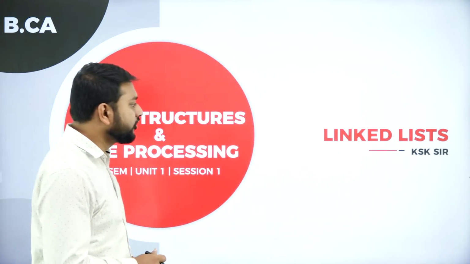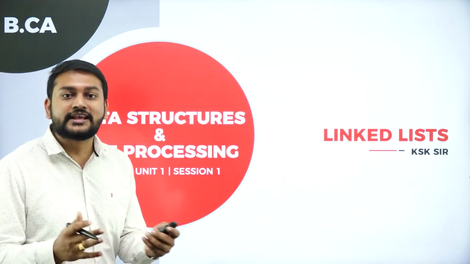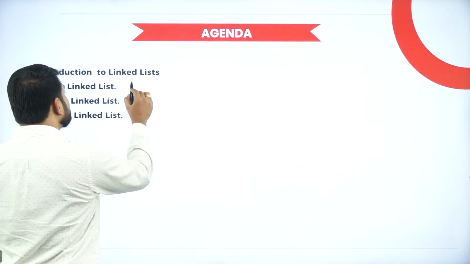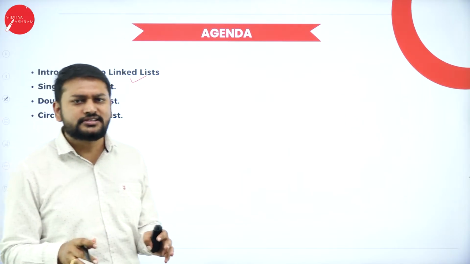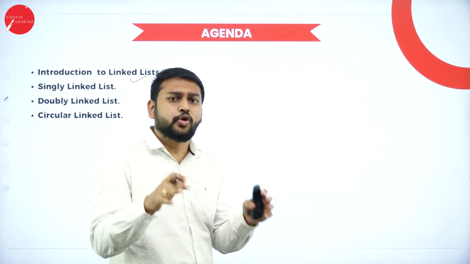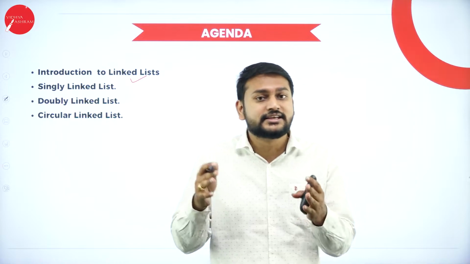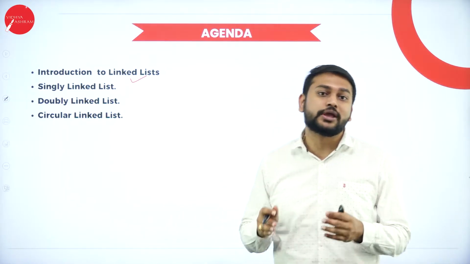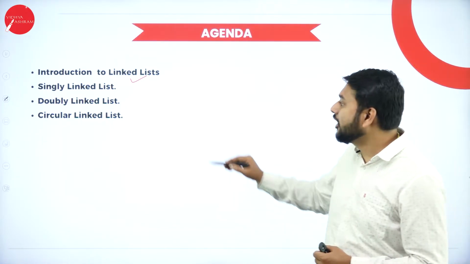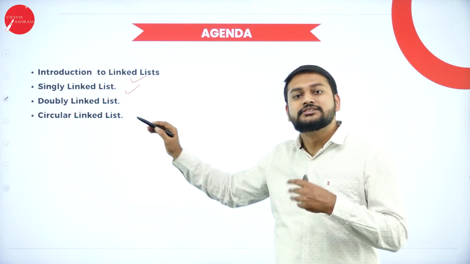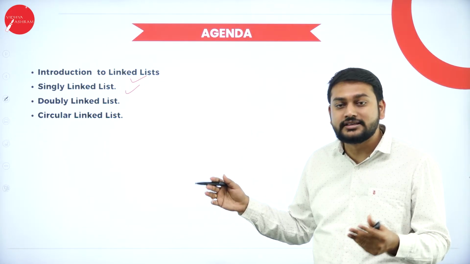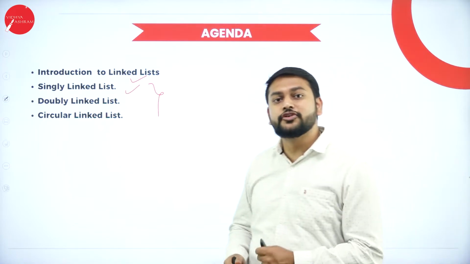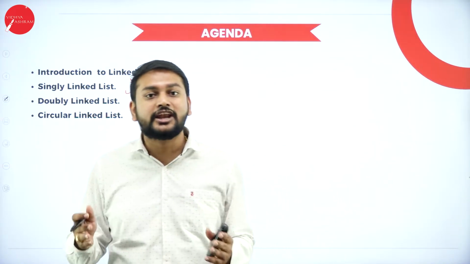Alright, so without wasting much of your time, it's time to check what exactly I'm going to discuss in this session. So guys, I will be discussing the introduction about the linked list. I'll give you a brief idea about what exactly a linked list is all about. Then after that, we will discuss the different types of linked lists that we have. The first one is the singly linked list, then the doubly linked list, and the circular linked list. That is what we have in this session. So without wasting much of your time, it's time for all of us to get into the session.